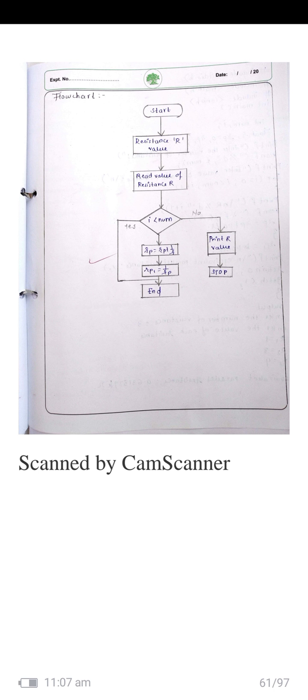Otherwise, there are two formulas used here: RP is equal to RP plus 1 upon R, and RPI is equal to 1 upon RP. Then if this condition is false, we come again to the check I is less than num. Otherwise, this is the end. This is the flowchart of the parallel resistance.